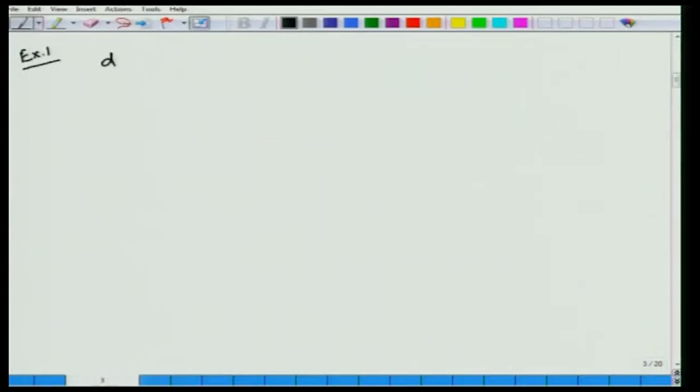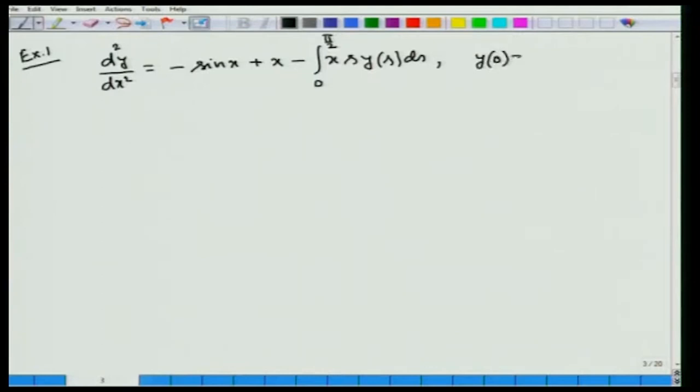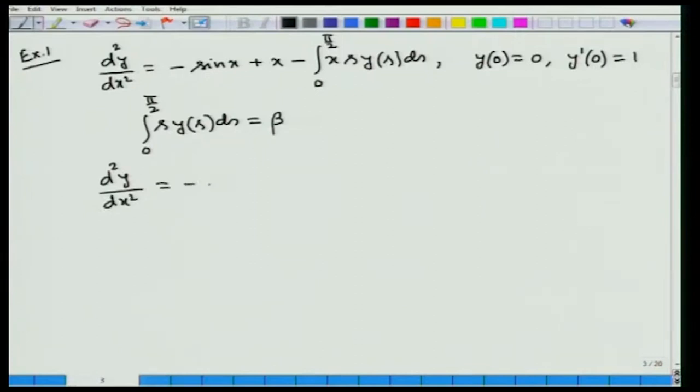First example, d2y/dx2 equal to minus sin x plus x minus integral 0 to pi by 2 x s y(s) ds, with the initial conditions y(0) equal to 0 and y dot(0) equal to 1. So, assuming that integral 0 to pi by 2 s y(s) ds is equal to beta, we can write the given differential equation in the form d2y/dx2 is equal to minus sin x plus x minus beta x. So, this is equal to minus sin x plus (1 minus beta) x.